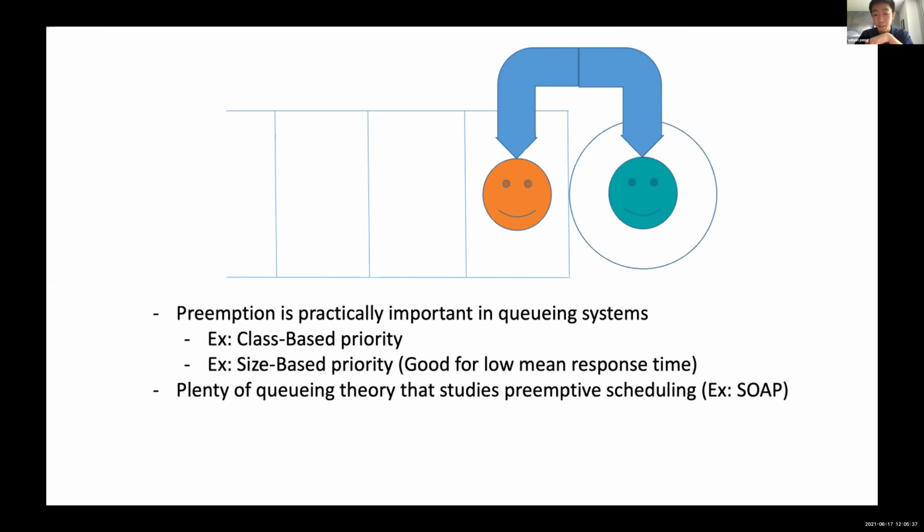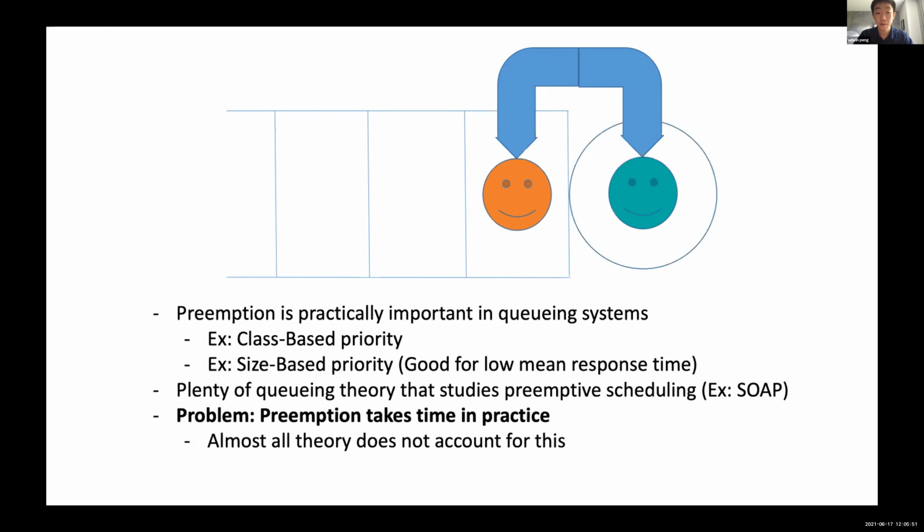So there's plenty of queuing theory that studies preemptive scheduling. For example, the SOAP paper written by Zeev studies all size-based priority systems in some generality and is able to give good analysis. But the issue is that in practice, almost all preemption takes time. For example, you can imagine a computer switching between 2 jobs or having to do this multiple times. You couldn't really imagine that it would happen instantaneously. So almost all theory does not account for this practical preemption cost, which is very important.